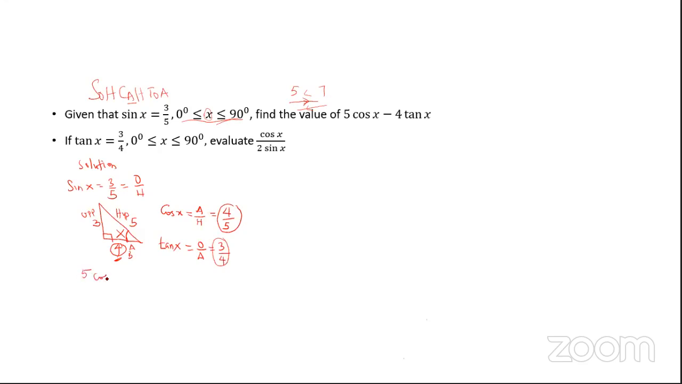I have 5 cos x minus 4 tan x. It will give me what? 5 multiplied by cos x, that's 4 over 5, minus 4 multiplied by tan x. Tan x is what? That's 3 over 4. So when I multiply, 5, we cancel 5 here. 4, we cancel 4. I'm left with what? 4. 5 here, cancel the 5 here. So I have what? 4. The same thing happens here. I have 3. So the answer is 1. So it means the value of 5 cos x minus 4 tan x is equal to 1.